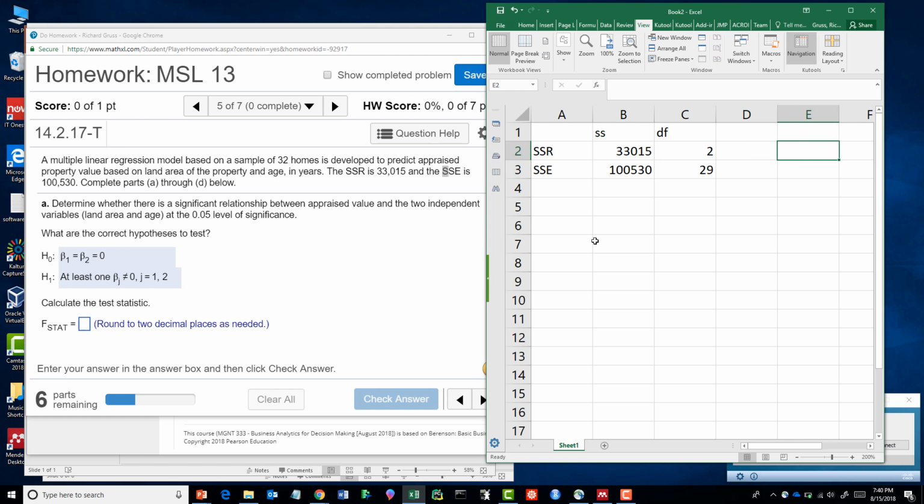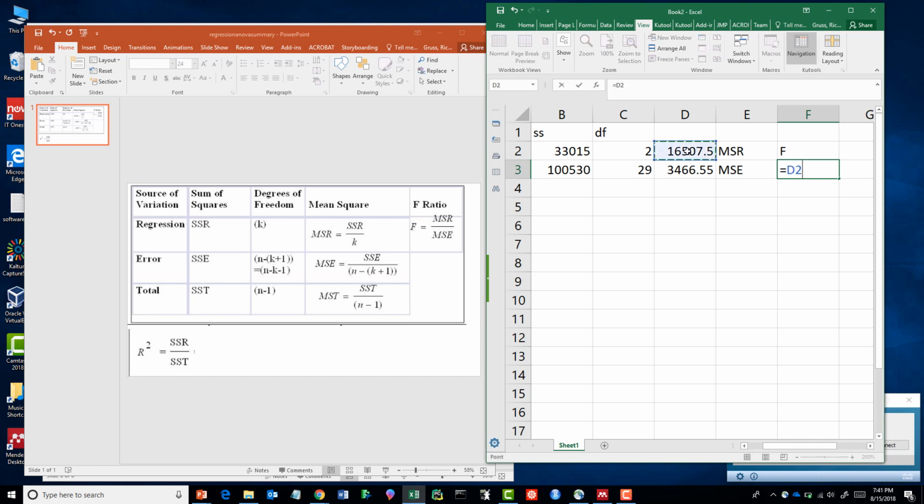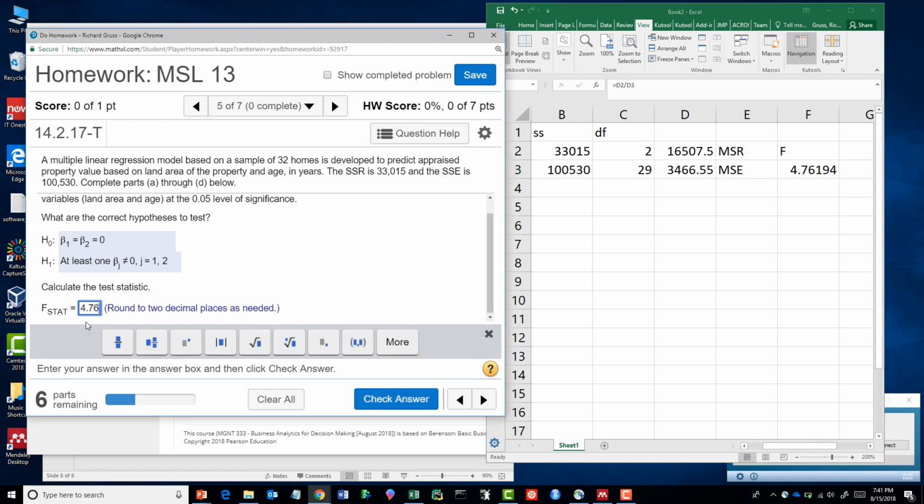What's going to go here is our MSR, and this is going to be our MSE. The mean is just the sum divided by the degrees of freedom, so we'll set this equal to this divided by this, and this one equal to this divided by this. Now how do we get our F statistic? If we go back to that table, the F statistic is just MSR divided by MSE, so F is equal to MSR divided by MSE. It wants 2 decimal places, so it looks like 4.76. That's a fairly large F.